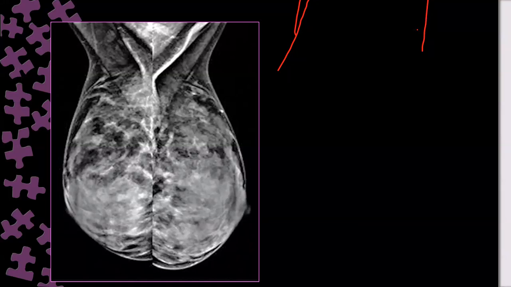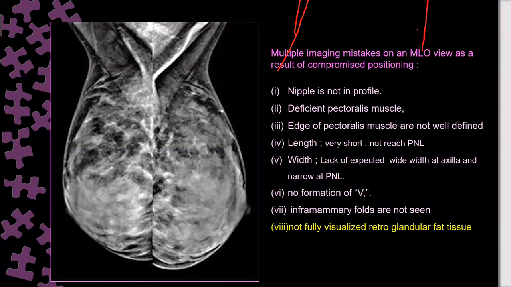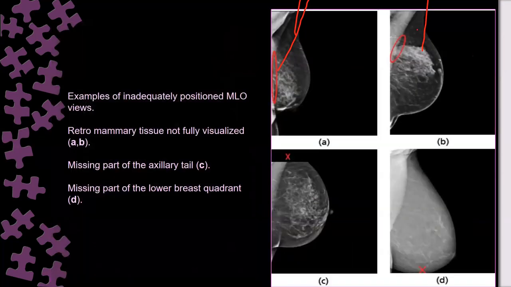What else? The retromammary fat is not seen. What else? The nipple on the right side is not in profile. What else? The inframammary fold is not seen on both sides. So this is for repeat. Definitely, there is potential exclusion of the posterior, lateral and medial breast tissue, on both sides.